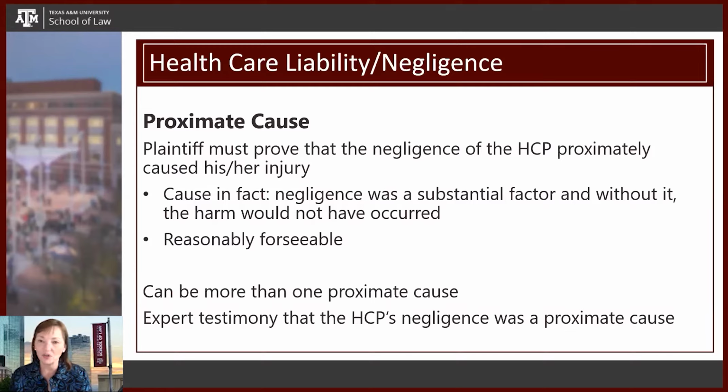They sent them to hospital B, that the transport team was negligent, and then when they got to hospital B, that they were negligent. And they would need to prove all of that. Plaintiffs would have to prove all of that, but they can say hospital A was a proximate cause of the harm, the transport team was a proximate cause of the harm, and hospital B was a proximate cause of the harm. So there can be more than one proximate cause, and that is one way to bring in more than one or several defendants.